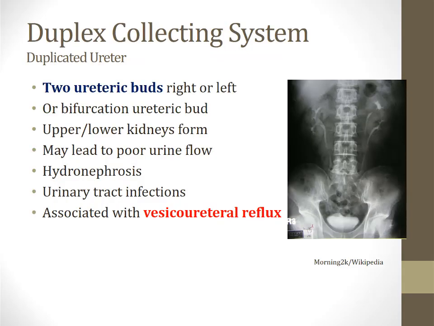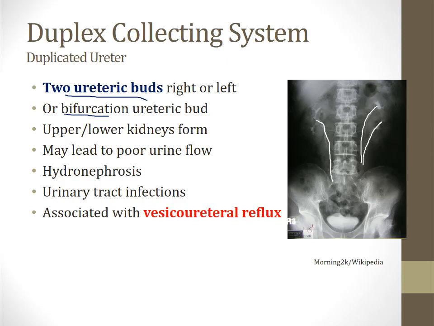Let's take a look at this x-ray on the screen. The kidney on the left side has a single ureter draining down into the bladder, but if you look at the right side, you can see that there are two ureters that both drain to the bladder. This is called a duplex collecting system or a duplicated ureter. This problem occurs when two ureteric buds form on either the right side or the left side. It can also sometimes happen if one ureteric bud forms, but then it bifurcates during development.